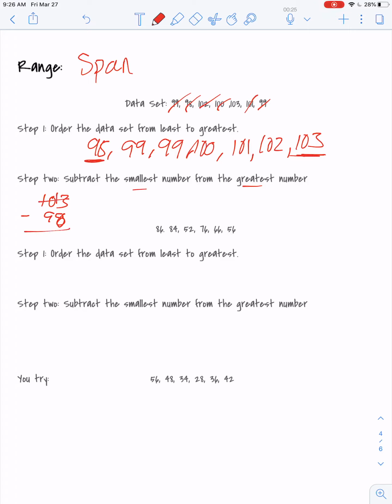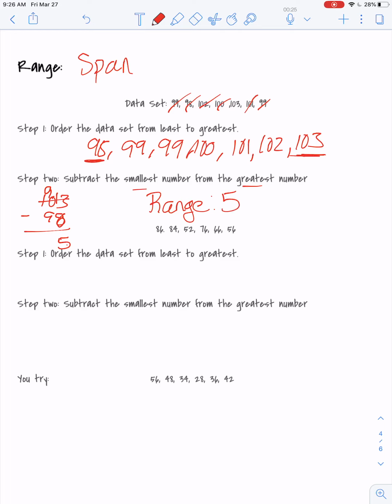So I need to regroup. So I have 13 minus 8 is 5. 9 minus 9 is 0. So our range of this data set is 5.